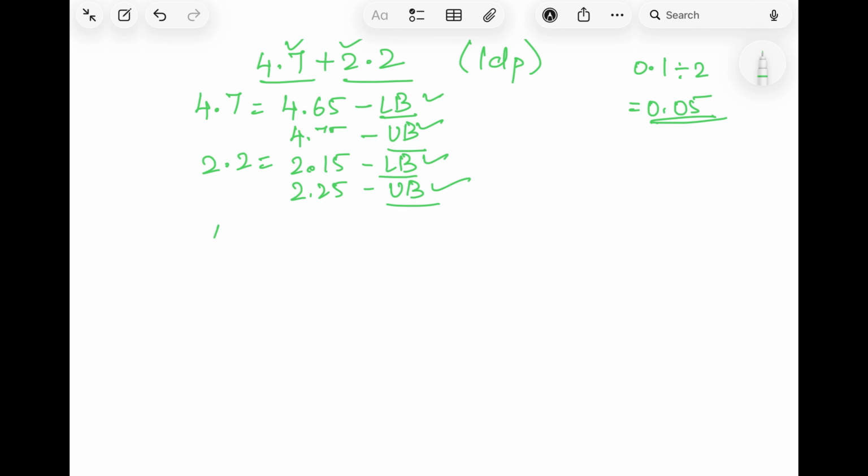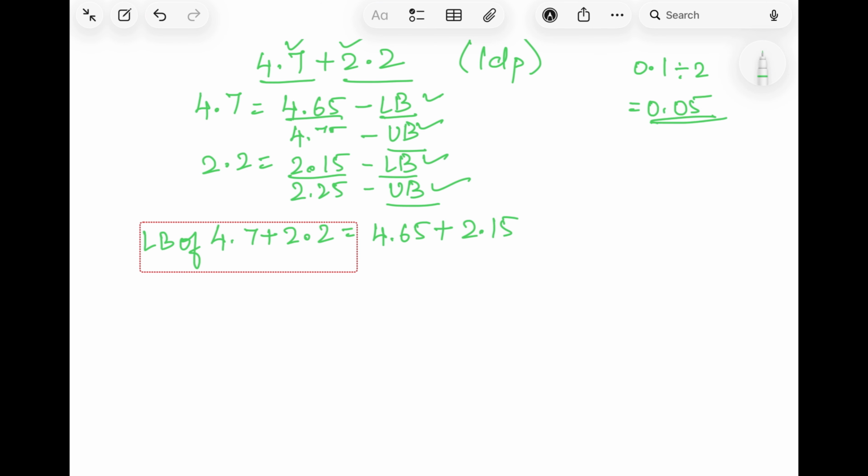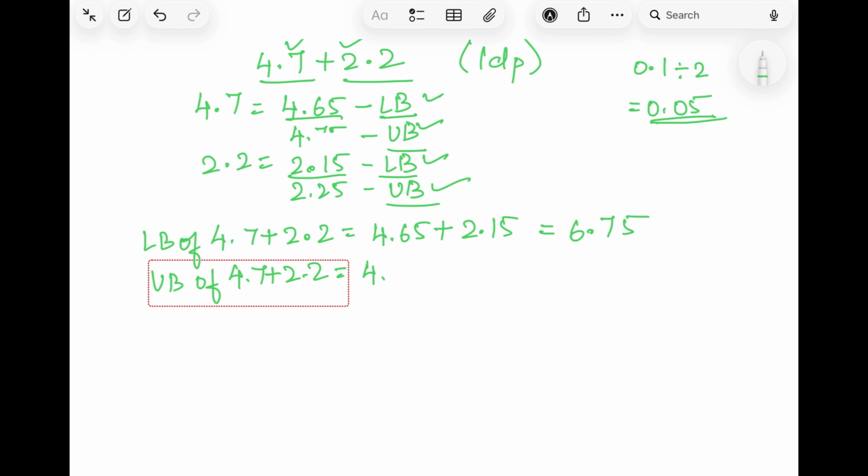So here, to find the lower bound of 4.7 plus 2.2, we add the lower bounds of the numbers, 4.65 plus 2.15. So what do I get? 6.75. And to find the upper bound of the same addition, we add the upper bounds, that is 4.75 plus 2.25. And what do you get? 7.00. So this is the lower bound of this addition and this is the upper bound.